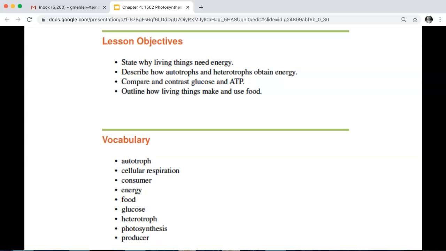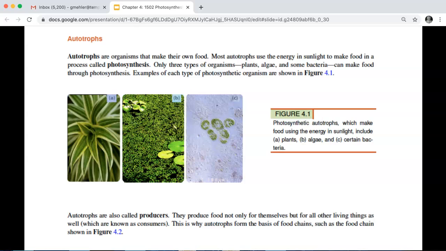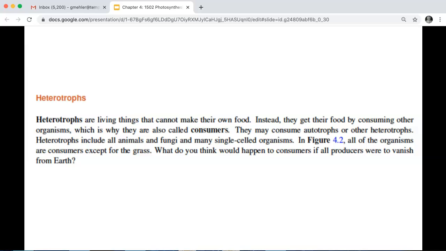So the lesson objectives here are why things need energy, and they're going to be talking about organisms called autotrophs, heterotrophs. There's your vocabulary. So autotrophs are any organism that makes their own food. An easy way to think about this are green plants. All green plants have an organelle inside the cell called a chloroplast that has a special compound in it called chlorophyll, and they have this amazing ability to capture sunlight. That's what we're going to talk about. Another name for autotrophs are called producers because they are producing energy.